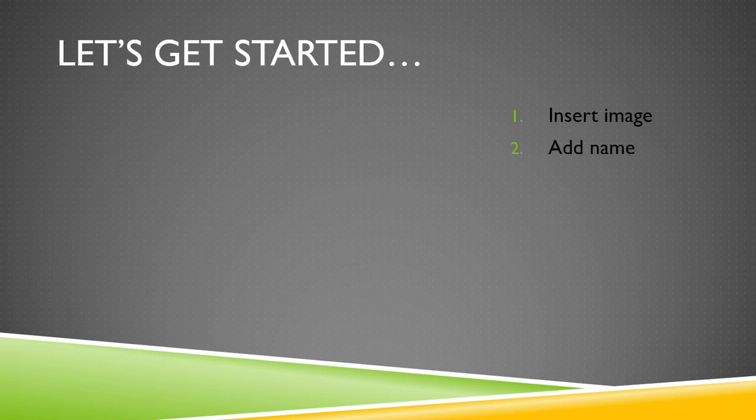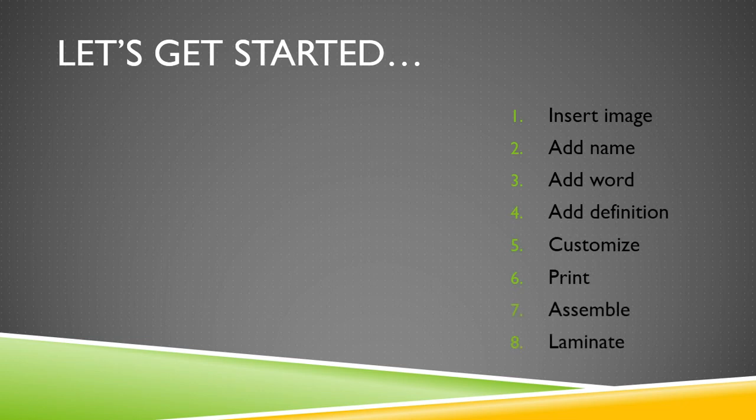Here are the steps. You're going to insert your image, add the name, add the word that you've chosen and the definition that goes with that word, customize the poster, print it, assemble it, and if you have access to it, laminate the poster. So with that in mind, you're going to insert your image as the first step. You'll want to pick an image that actually has good resolution and really works well for a poster. You're going to add the name of the person, in this case you. You have to appear in the poster, so it has to be a picture of you.